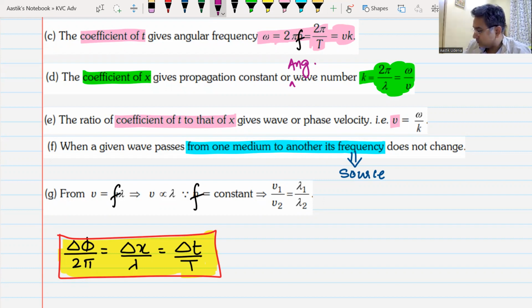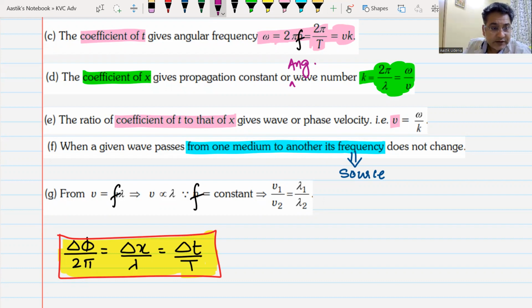Remember, 2 or 3 types of questions normally come. One type of question is based on wave equation, and the other one is based on harmonics. These are the 2 types of questions that I have seen come more often than not. So let us first concentrate on simple questions on wave.